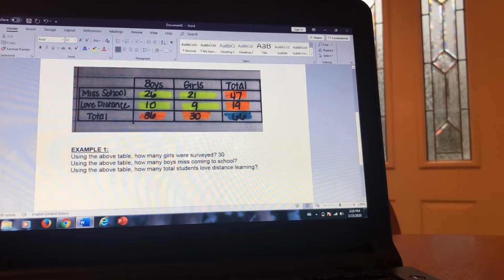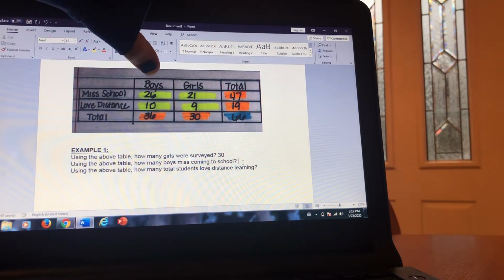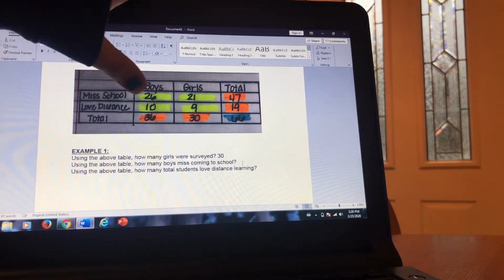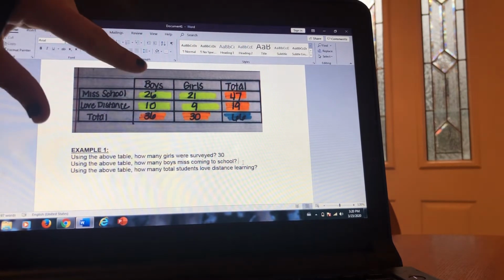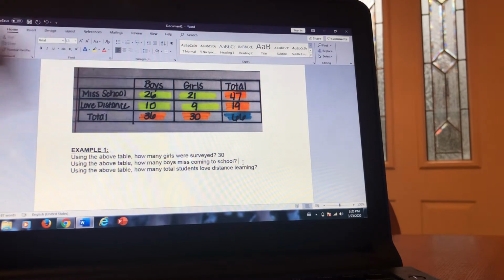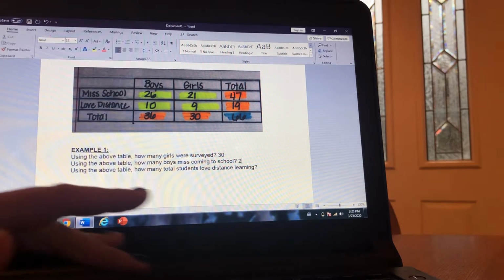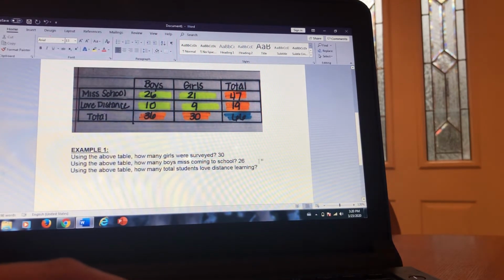It says, using the table above, how many boys miss coming to school? So here we're kind of looking for two things. It says boys and it says miss school. So we need to go to boys, and we need to find miss school. And where these two things meet, that is going to be our answer. So boys and miss school, we could see that number is 26 because that is the one that falls for both. So that's our answer for the second one.